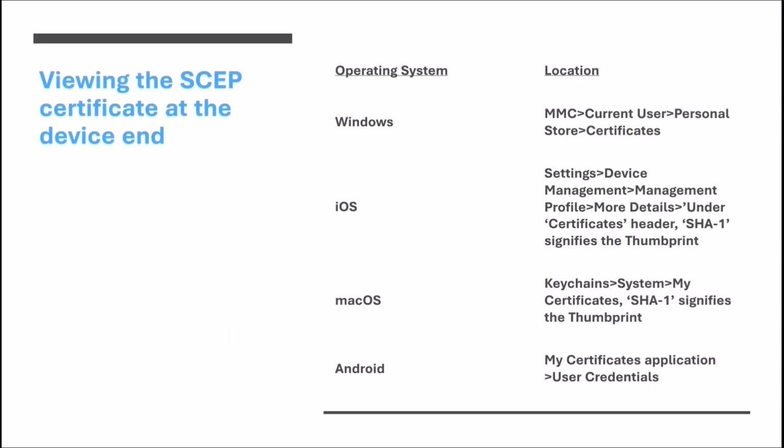Now, how do we see that certificate? The location to see the certificate differs depending upon the operating system. We have already seen if it is Windows, then we have to open up the MMC and then go into the user's personal store and then certificates. If it is an iOS device, then in the device management profile, you have to go into more details, and under the certificate header, under SHA-1, you will be able to see the thumbprint of the certificate. For macOS, you will be able to see the certificate under the keychain. And for Android, you will have to install an application called My Certificate Apps. And in that application, you will be able to see the certificate.